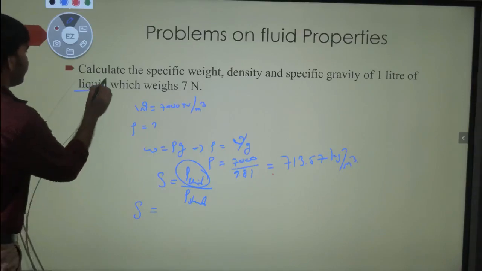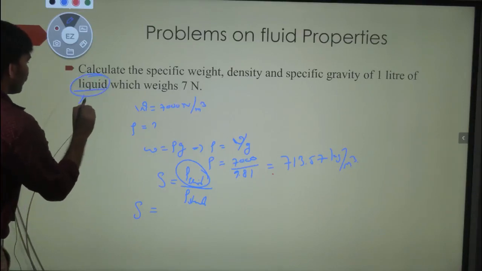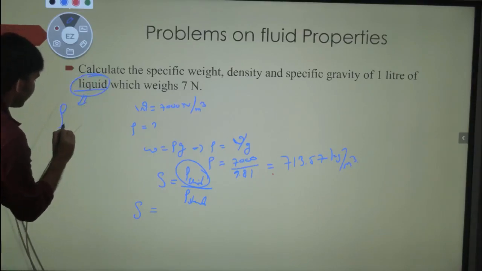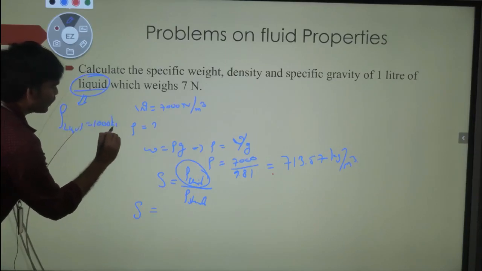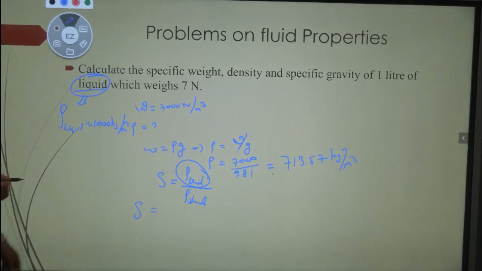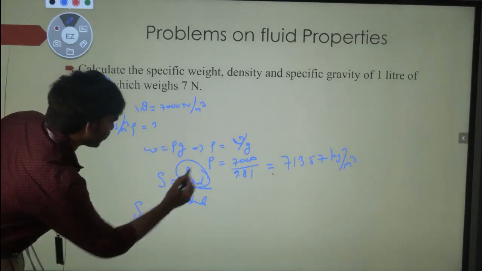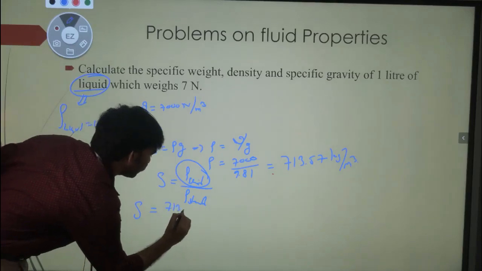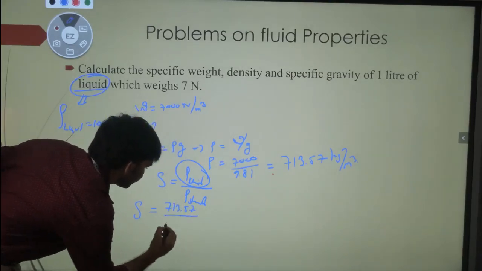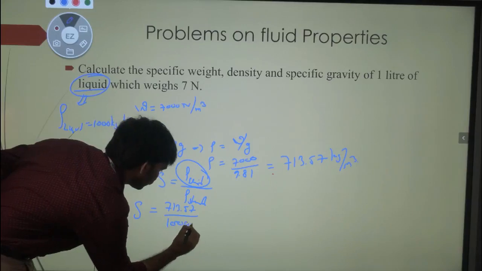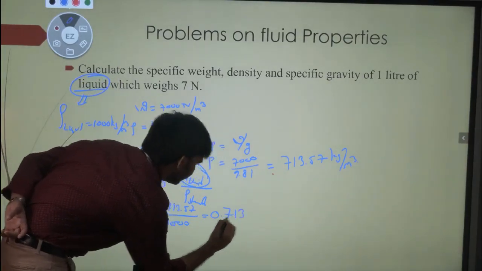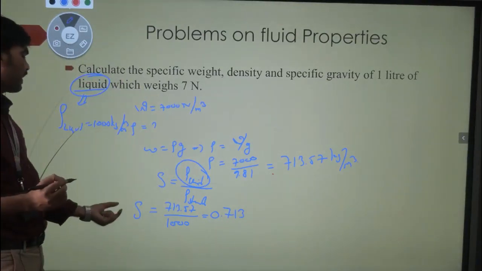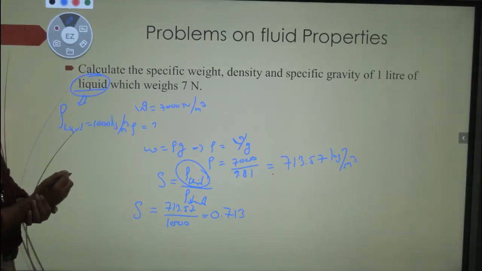So S is the density of the liquid by the density of the standard liquid. Here it is mentioned that it is a liquid, so we can assume the density of the standard liquid as 1000 kg per meter cube. The density of the liquid is 713.57 and the density of the standard liquid is 1000. So that is 0.713. This is the specific gravity of the liquid.